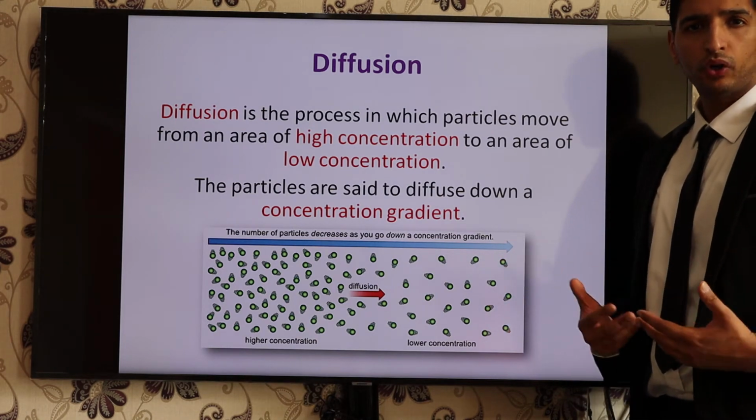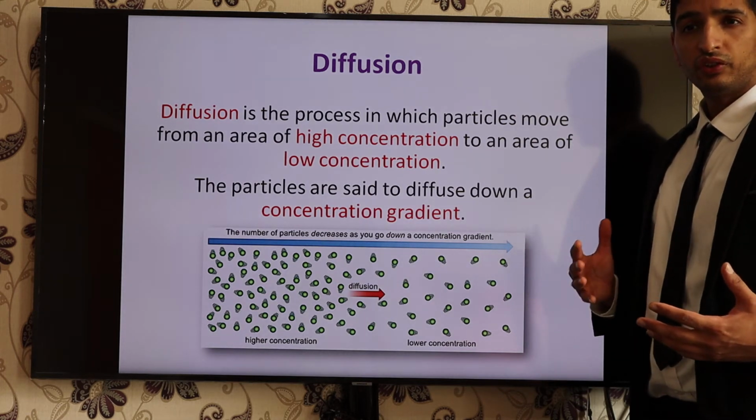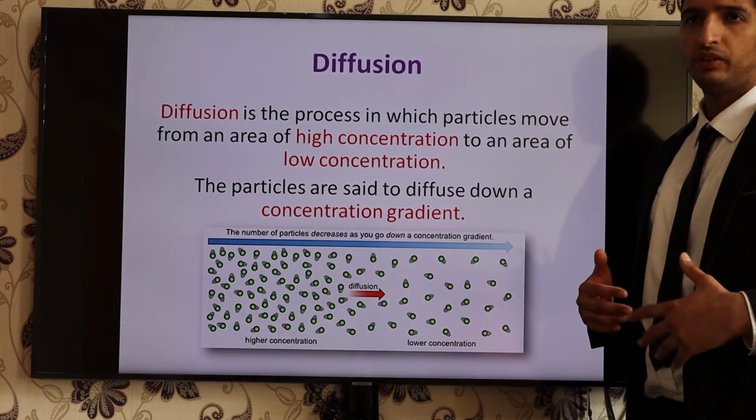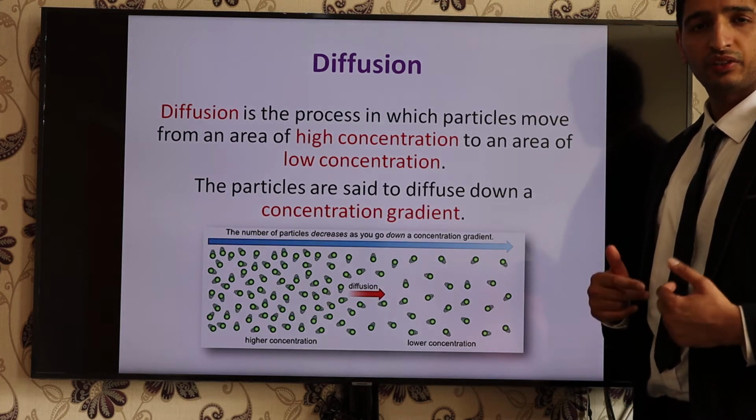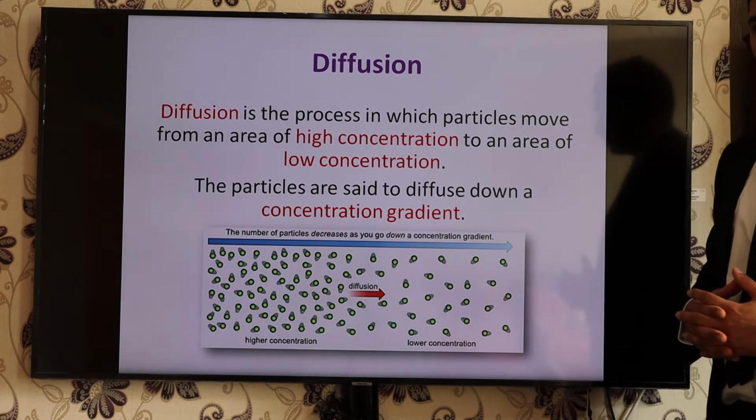Diffusion happens in many parts of the body as well, including the alveoli. And diffusion is a very important process because it also happens with neurotransmitters when they are passing within the synapse. So it's an important process that occurs in the human body.